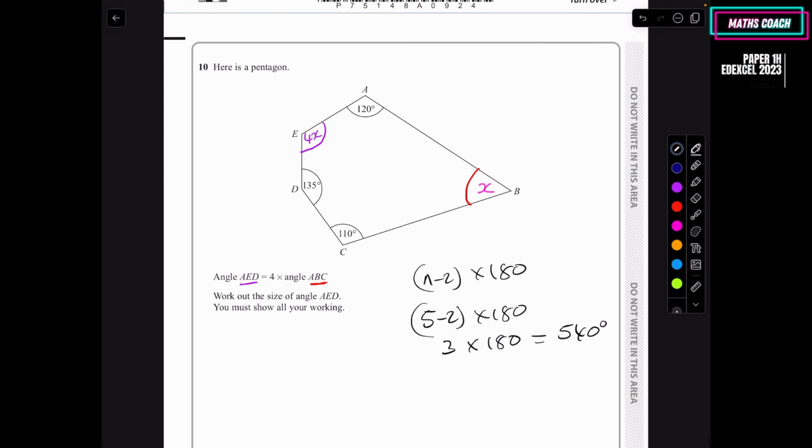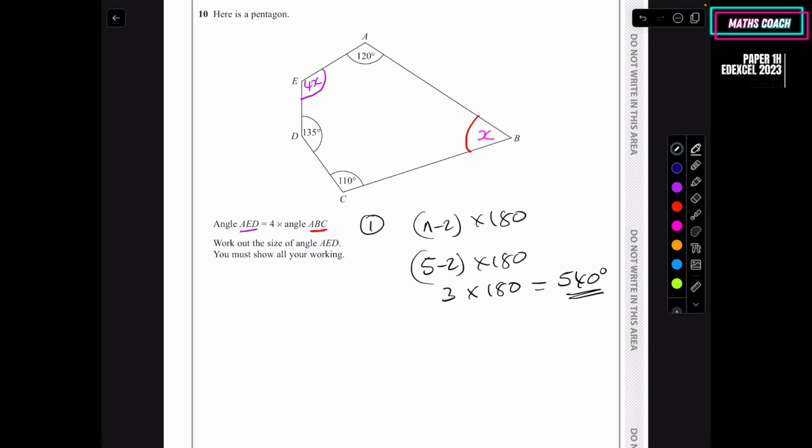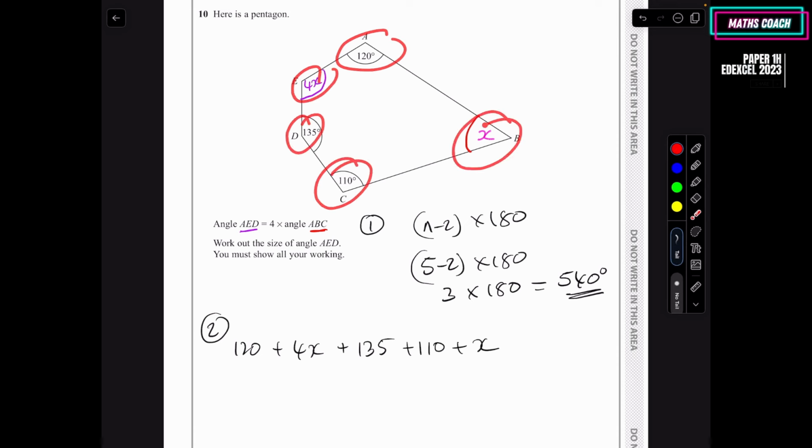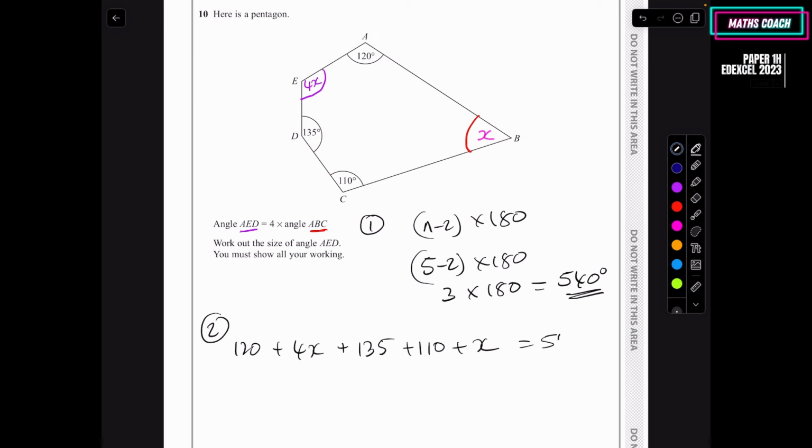Right, so we've got 540 here. That's the first step. The second step is to add all of those together. So 120 plus 4x, we'll keep it like that for now, plus 135 plus 110 plus the x. I've added all of these. Now that is going to equal 540. If I collect my like terms, the 4x and the x together give me 5x. And then I just add all these numbers together.